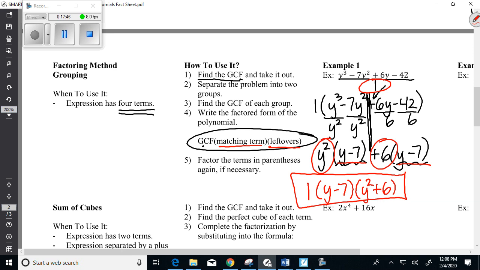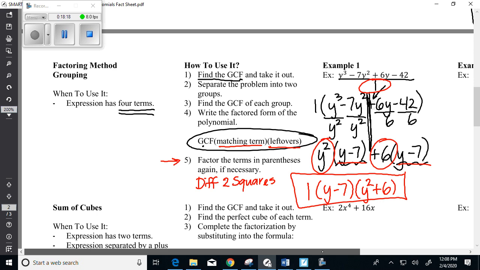Now notice step 5 says factor the terms in parentheses again if necessary. This is a clue to check for difference of 2 squares, because it could show up. If you look in the 2 parentheses, it doesn't show up here, but I can just about guarantee you it's a 50-50 probability it could show up.